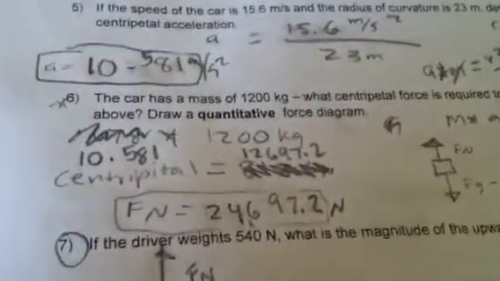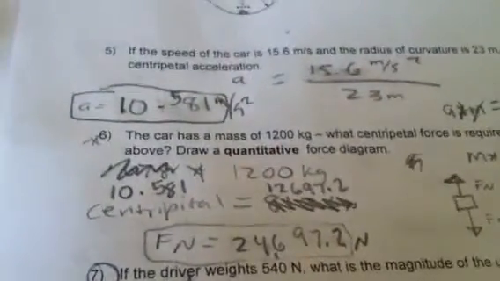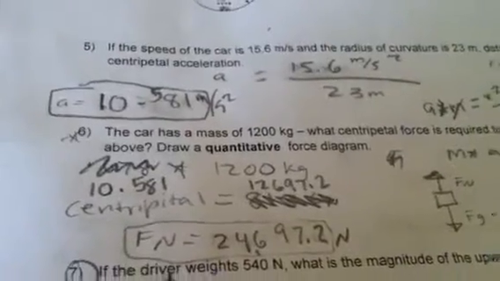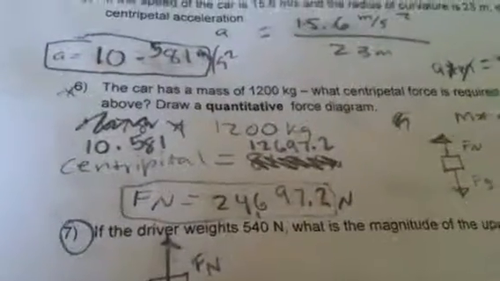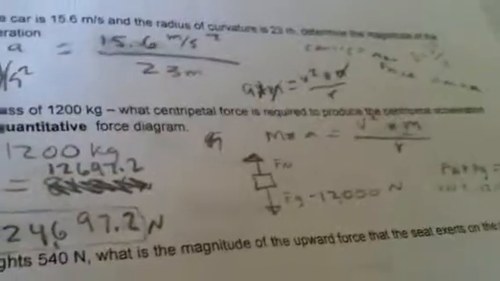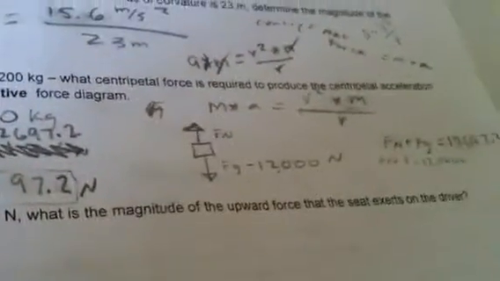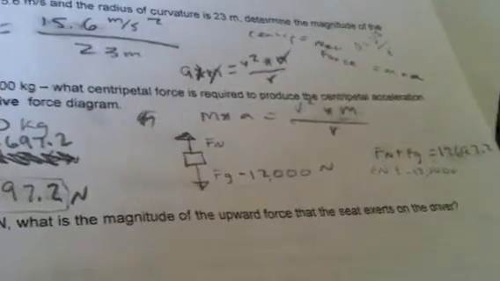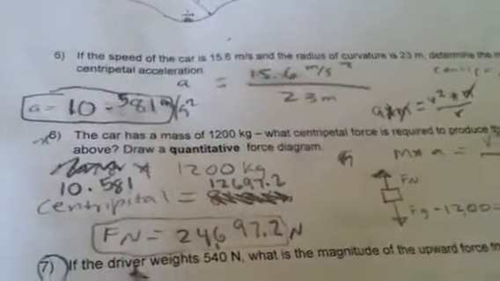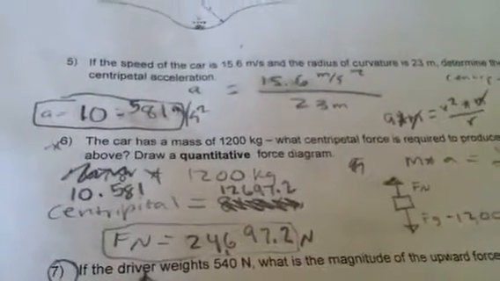Okay, number 6. It's a build off of number 5, and this is part of the centripetal force ones. The car has a mass of 1,200 kilograms. What centripetal force is required to produce the centripetal acceleration above? Draw a quantitative force diagram.